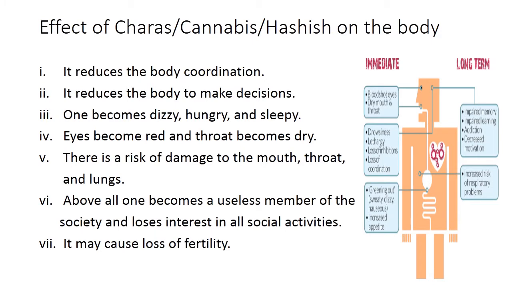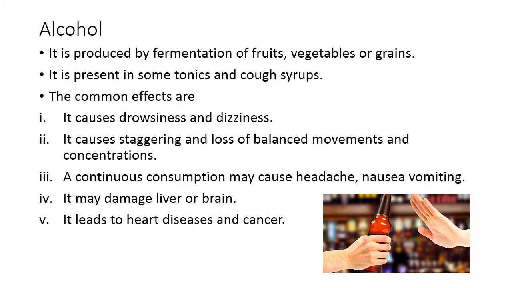How does it affect our body? The next drug is alcohol. It is produced by fermentation of fruits, vegetables, or grains. It is present in some tonics and cough syrups. The common effects are that it causes drowsiness and dizziness. It means you feel dizzy, you feel sleepy, you won't be able to concentrate.